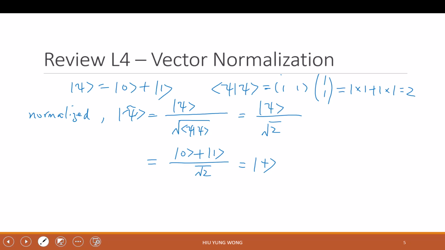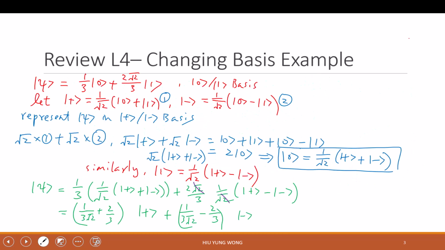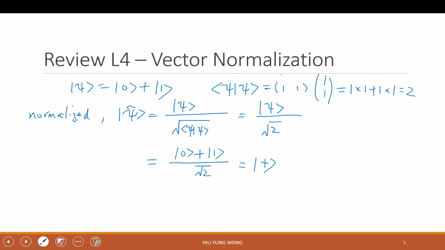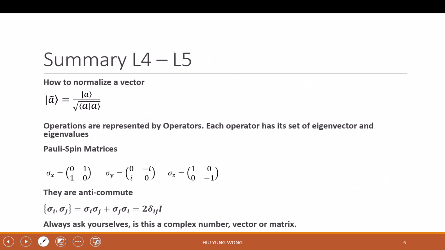Okay. So we talked about vector basis change. We have not talked about using the inner product method, but here is just a simple one, just substitution of variable. How to normalize it, how to check the normalization, and they are summarized here. Now, we also discuss the Pauli matrix.